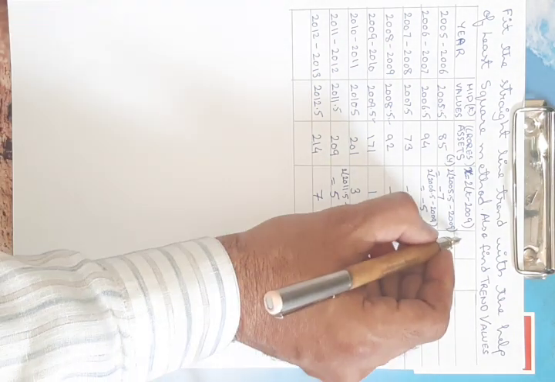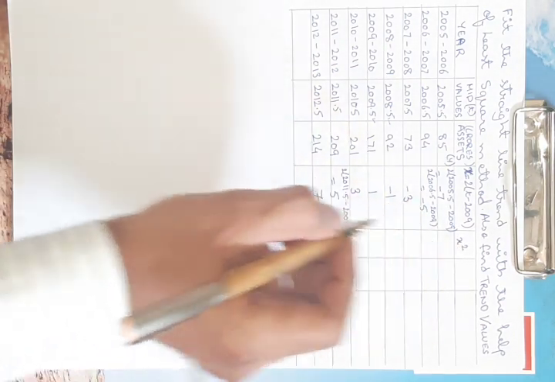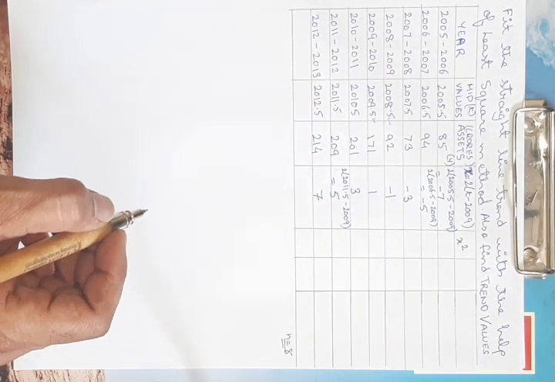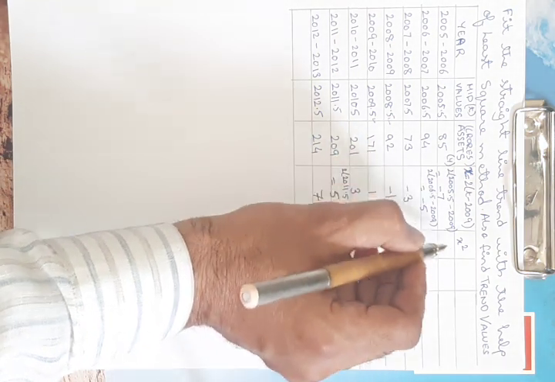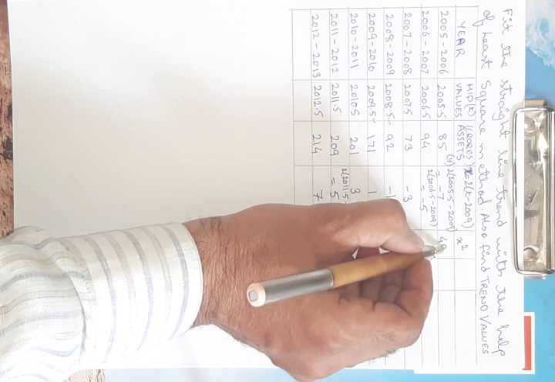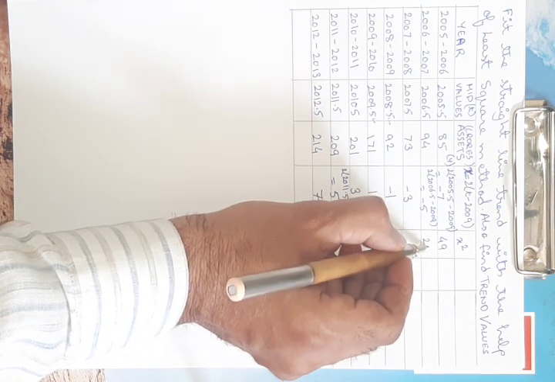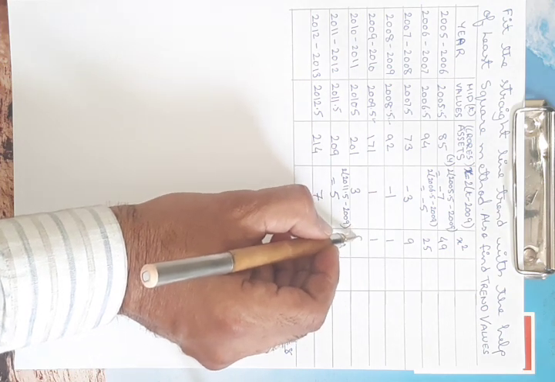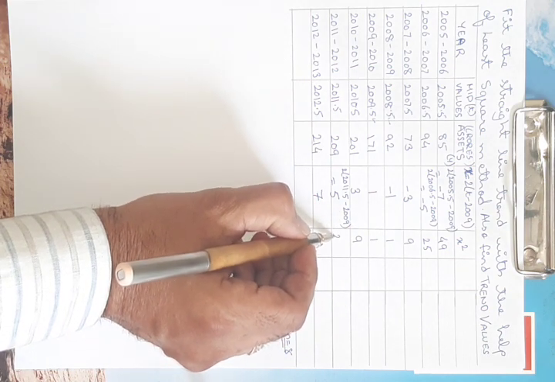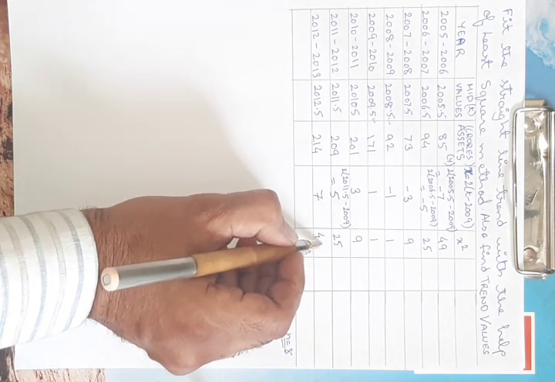Next come the values of x square. Minus 7 square is 49, minus 5 square is 25, minus 3 square is 9, then 1, again 1, then 9, 25, and 49.